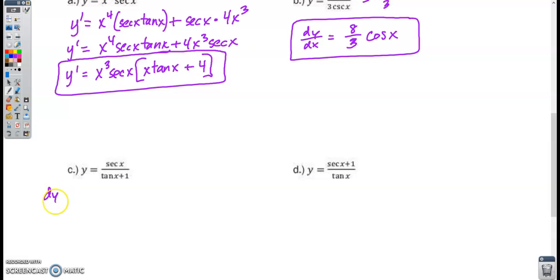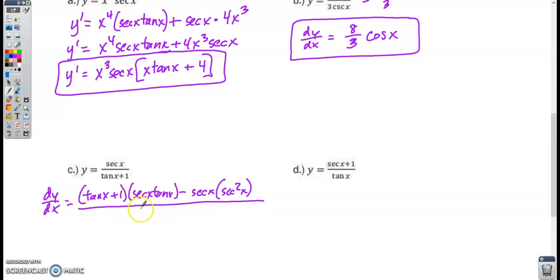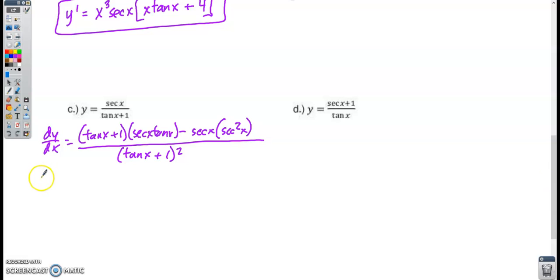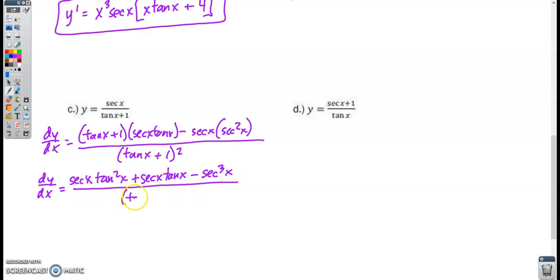So we'll go ahead and take the derivative of this one, and we'll use the quotient rule. So we've got low d high minus high d low, square the bottom, and away you go. And then we'll go ahead and distribute. And that gives us secant of x tangent squared of x plus secant of x tangent of x minus secant cubed of x all over tangent of x plus 1 quantity squared.